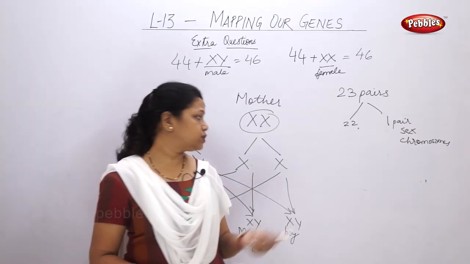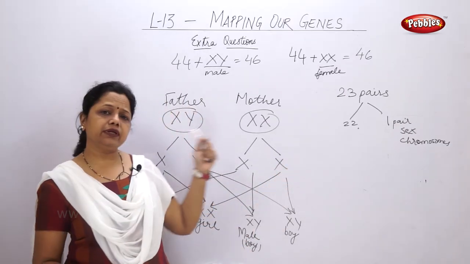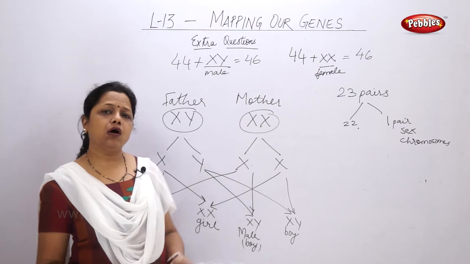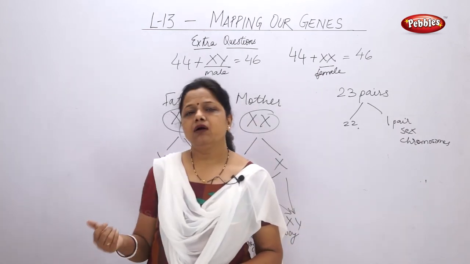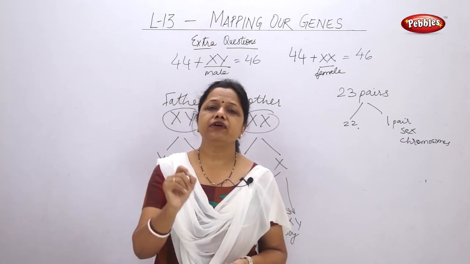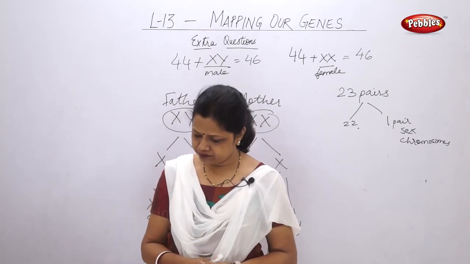So many times they ask for sex determination to be shown in a flowchart, or they ask for the monohybrid cross to be shown in the form of a flowchart or Punnett square. This is a very favorite question in the board exam.